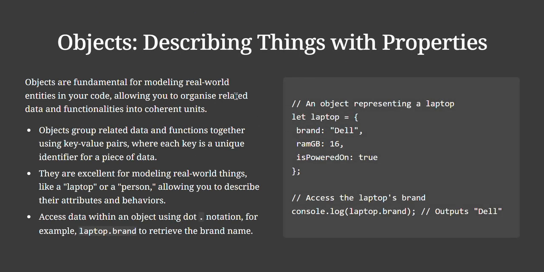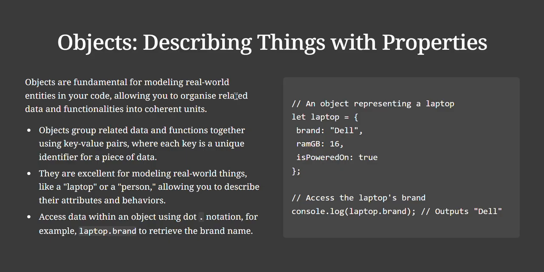Next up, we are going to discuss objects. What do objects actually mean? Objects are fundamental for modeling real-world entities in your code. Objects group related data and functions together using key-value pairs, where each key is a unique identifier for a piece of data. They are excellent for modeling real-world things like a laptop or a person, allowing you to describe their attributes and behaviors.